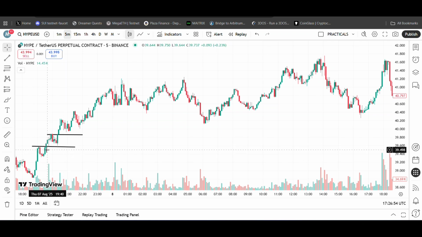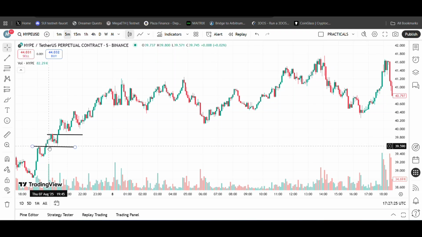Break of structure is this particular point where the market retraced and moved past the initial higher high. This higher high has been taken out to create a new higher high. So this particular point where the previous higher high was broken to make a new higher high is called break of structure, BOS.